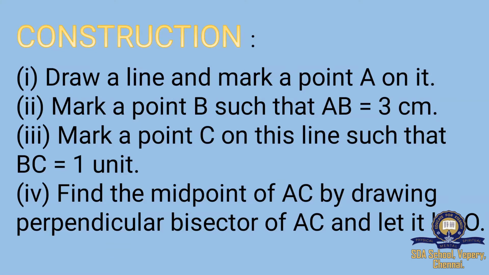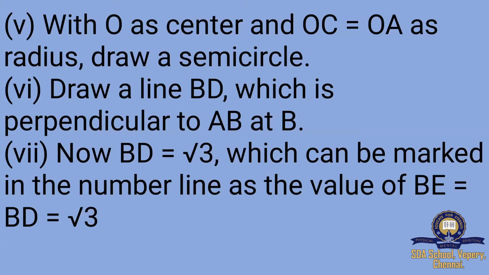Basically, you have to draw a line and then mark a point A on it, and then mark a point B such that AB equals 3 centimeter. Then mark a point C on this line such that BC equals 1 unit. Then find the midpoint of AC by drawing the perpendicular bisector of AC, and let it be O. Then with O as the center and OC equal to OA as the radius, you have to draw a semicircle. After drawing the semicircle, draw a line BD which is perpendicular to AB at B. Now BD equals root 3, which can also be marked on the number line as BE equal to BD, that is root 3.